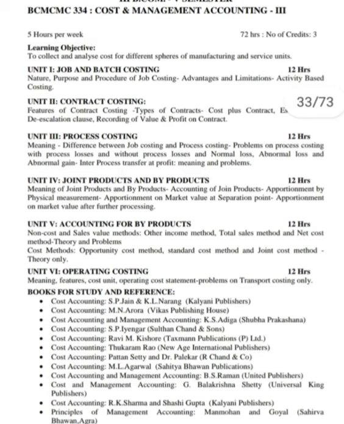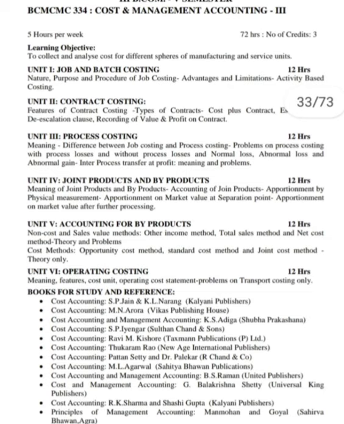Under the job and batch costing, we are going to study about the nature, purpose and procedures of the job costing, advantages and limitations, activity based costing. What are the advantages, what are the limitations of the job and batch costing, and what are the procedures to calculating the job cost and batch cost. These are the things we are studying under the first chapter.